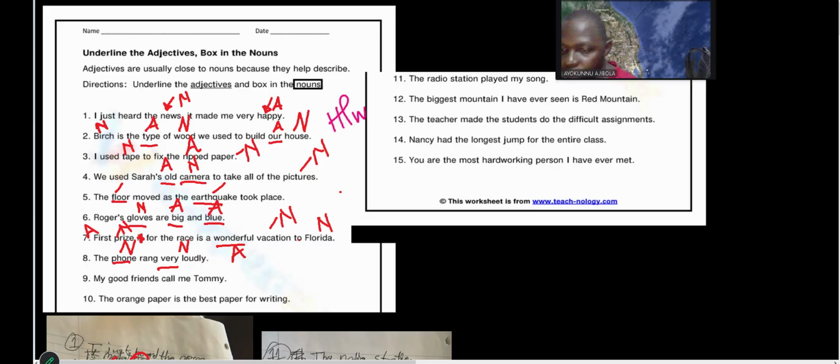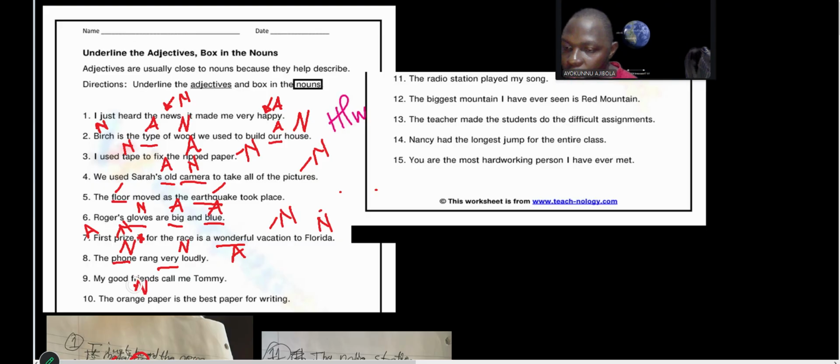My good friends call me Tommy. Friend, that's a noun. Good, that's an adjective. Tommy, that's a noun. The orange paper is the best paper for writing. Orange stands as an adjective, paper as a noun, best an adjective, paper a noun. Writing here is not a verb, it's a noun because it's defining something, what you do. But when the action is being performed, it becomes a verb.